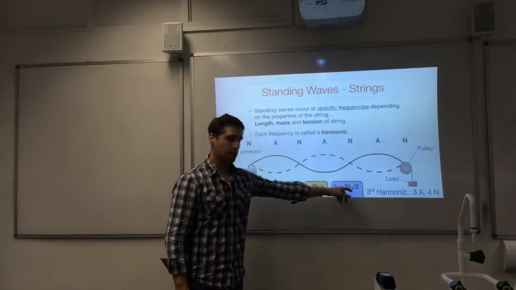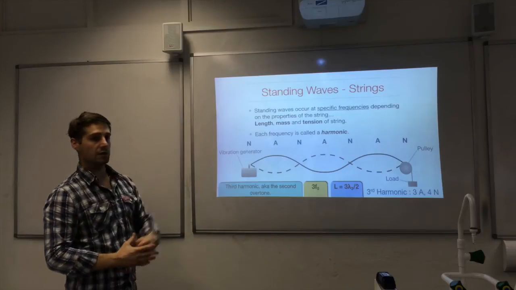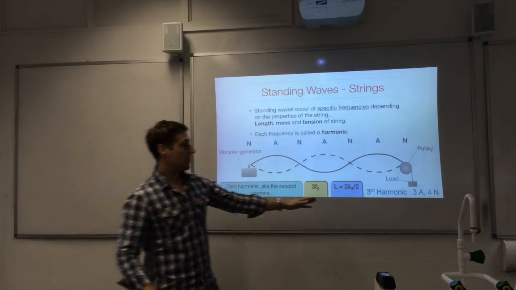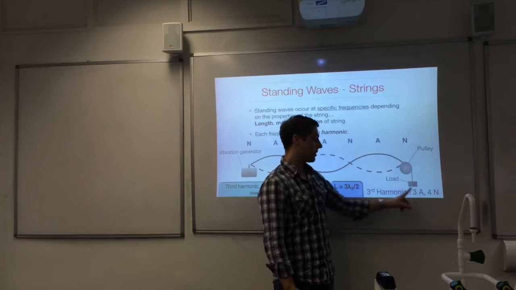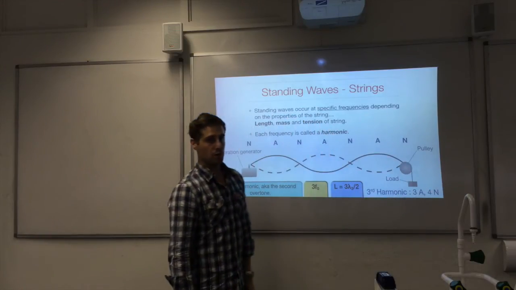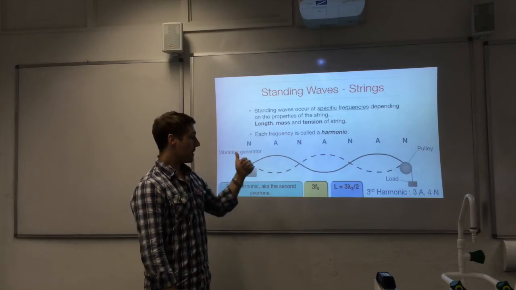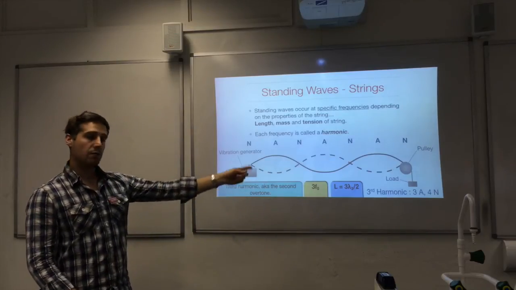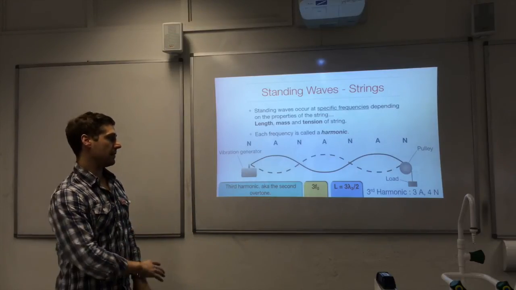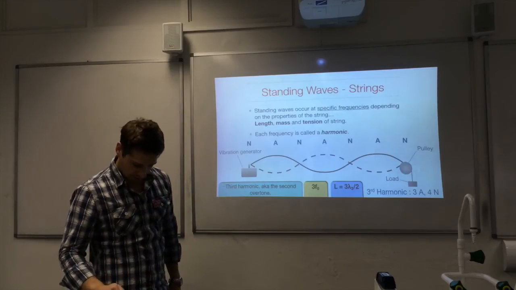So lambda 3 indicates this is the third wavelength, because the wavelengths are changing as we change the frequency. So the third harmonic has 3 antinodes and 4 nodes. So first harmonic we had 1 antinode, second harmonic we had 2, third harmonic we had 3. And you always have 1 more node than you have antinodes. So those are our string shapes.